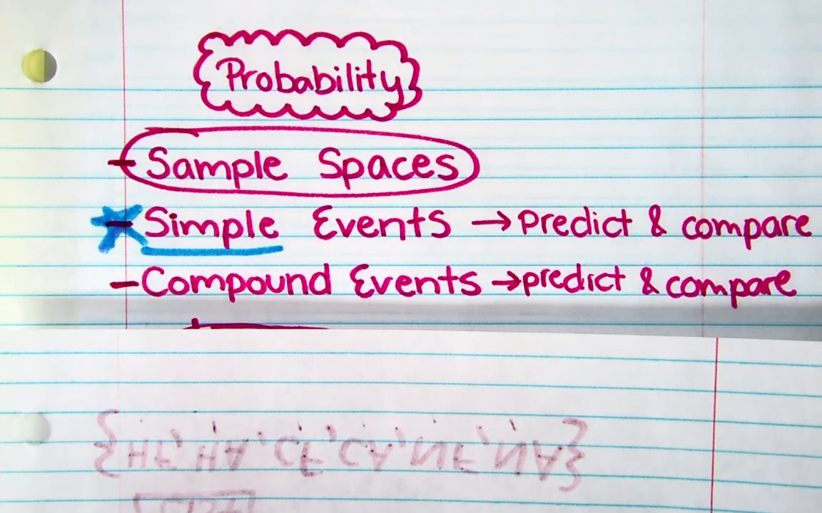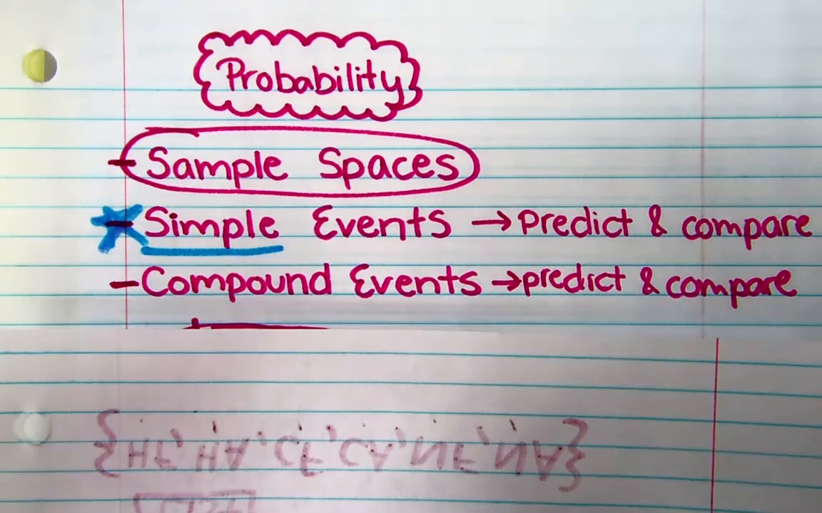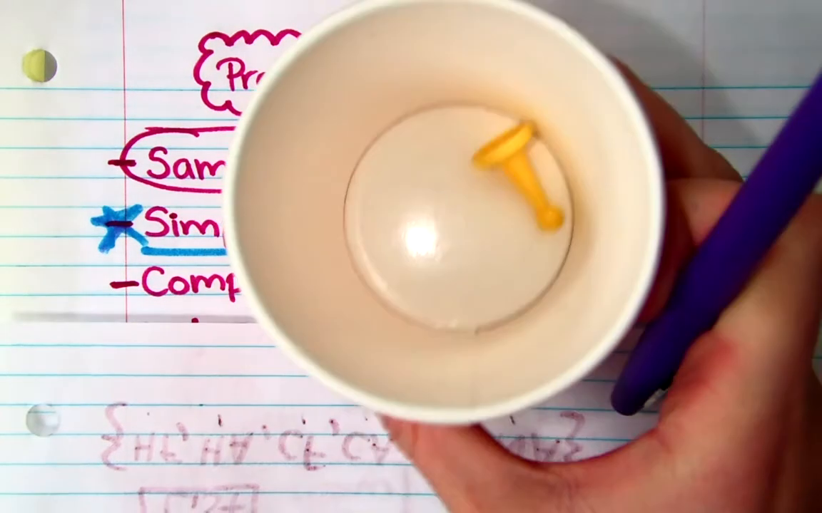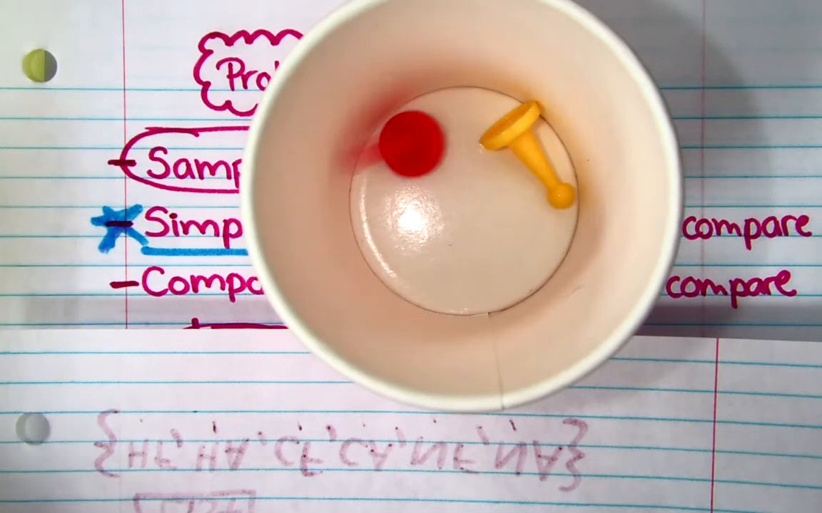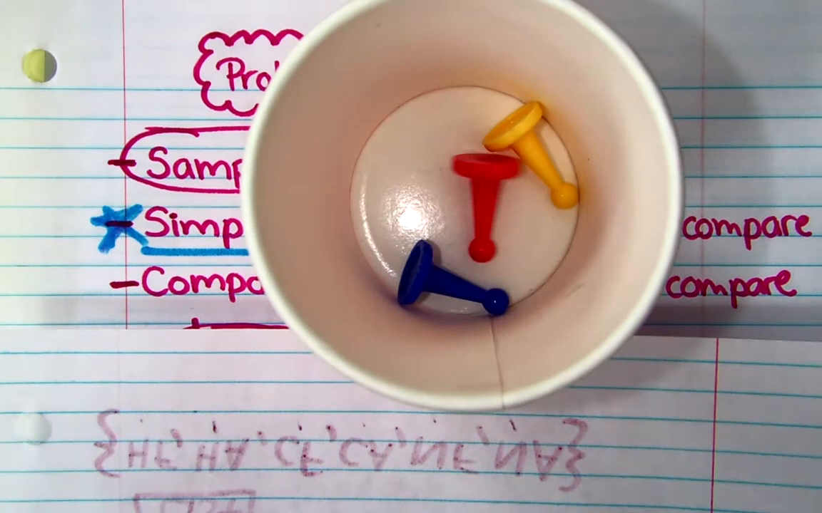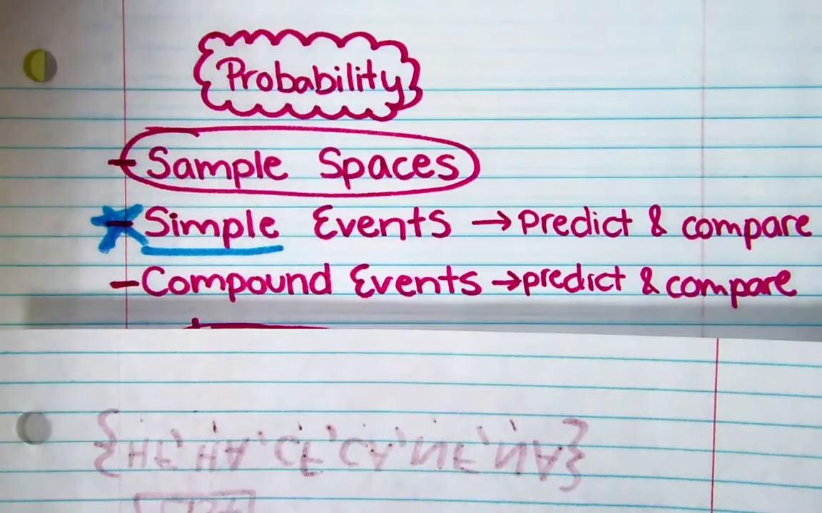For simple events, it's really simple. You would roll the dice once. That's a simple event. It's one event. Okay? If I had a cup that has a yellow game piece, maybe a red game piece and a blue, and I draw one piece out and I just do one draw, that would be a simple event. So a simple event is just one thing happening, which is what this video is going to focus on.